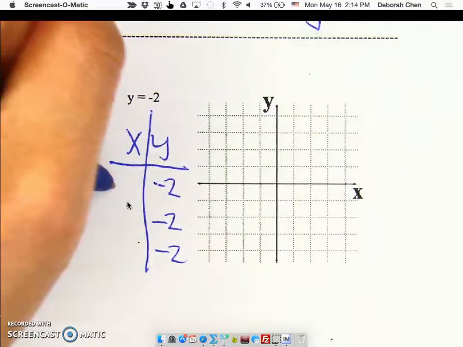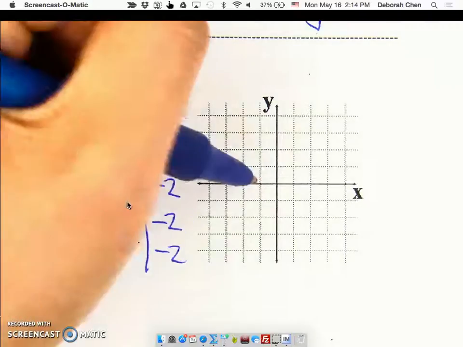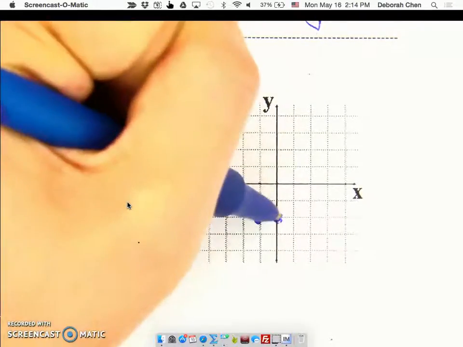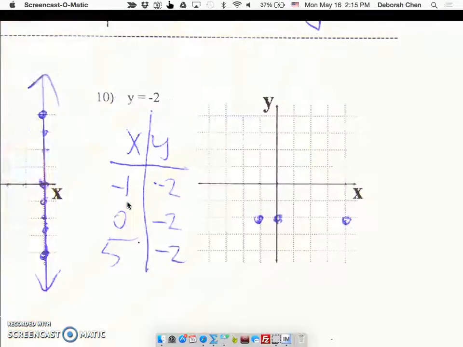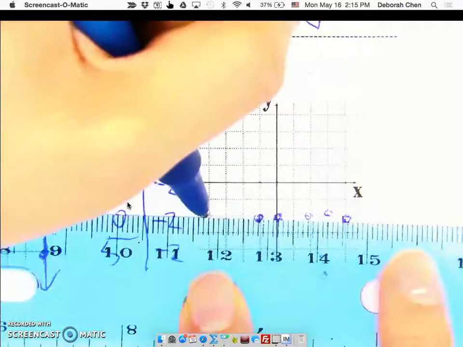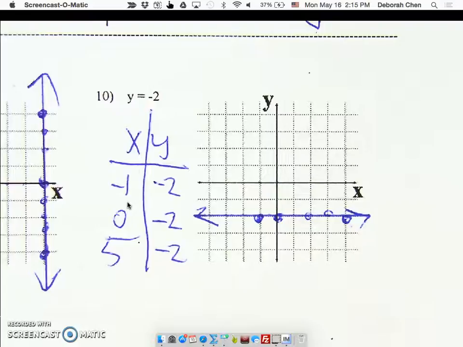So I go over negative 1, negative 2, 0, negative 2, 5, negative 2. I can put all of them in there. And they're still all going to line up at negative 2, because that's what the equation says. Y is at negative 2, so my line is a straight line going through negative 2. Okay, any questions about graphing?